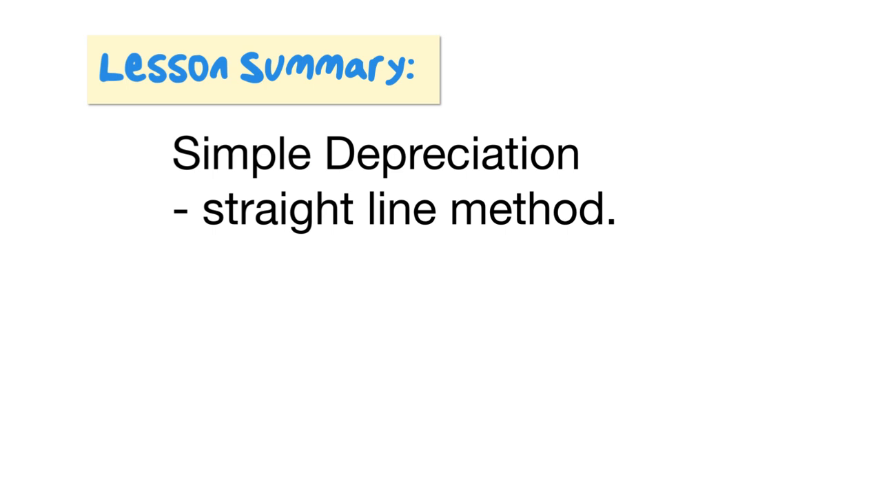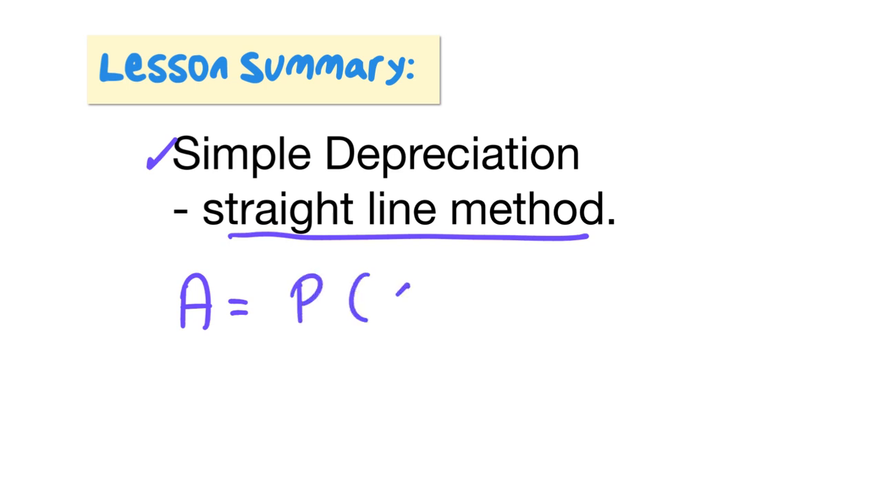So in summary, in this video, we only studied simple depreciation, which is also known as the straight line method. And the formula for this is A is equal to P times 1 minus RT, which is actually based on the simple interest formula, A is equal to P times 1 plus RT.